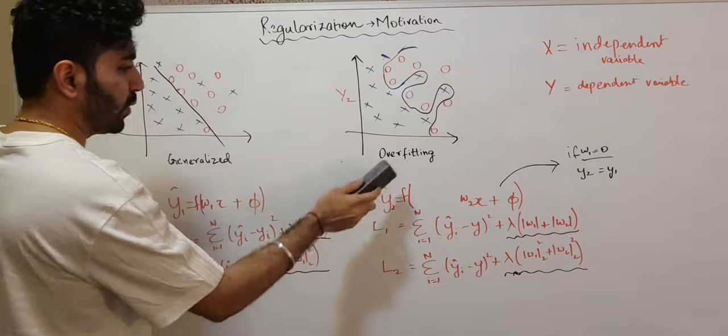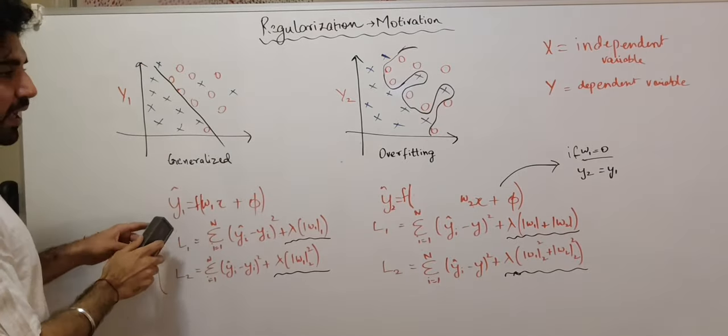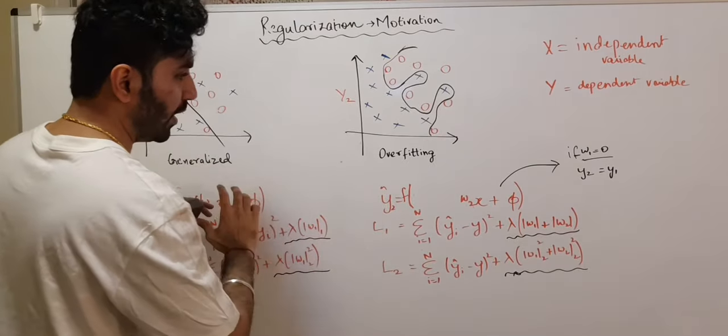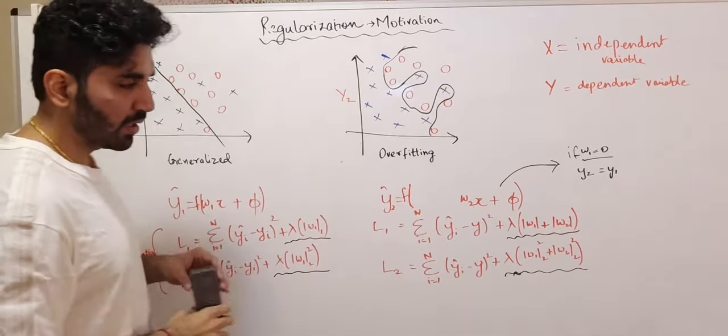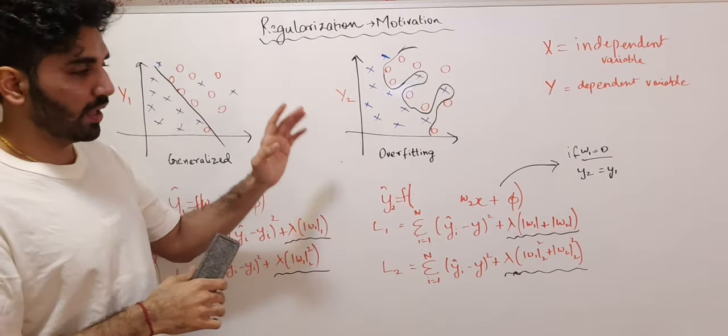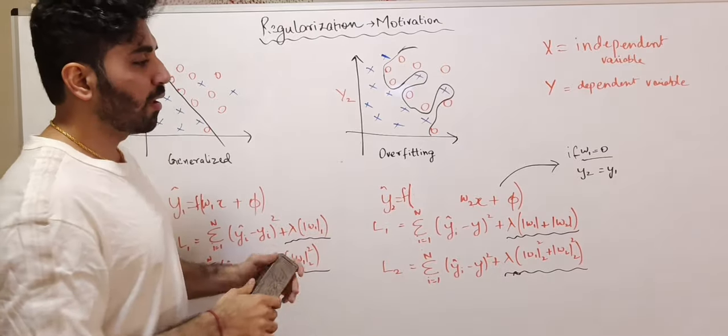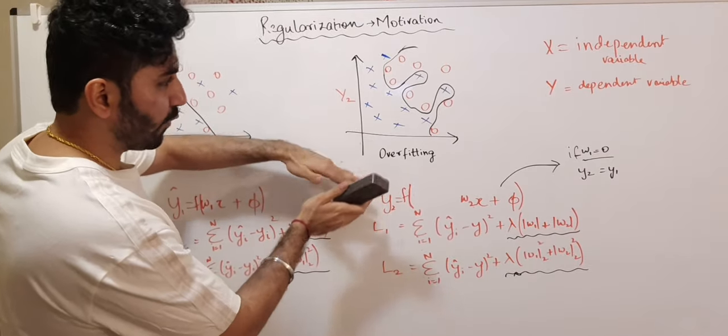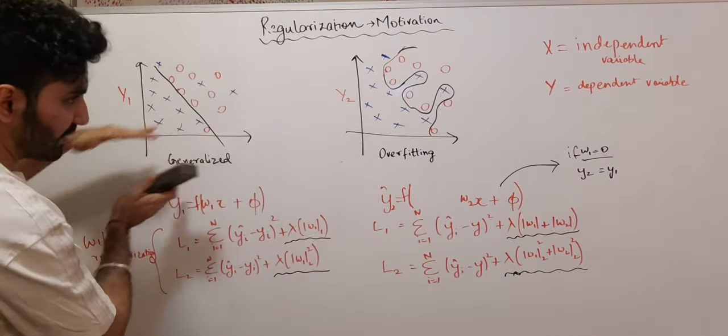Now, if we compare y2 hat now with y1 hat, we will see that both of them look exactly the same. So this is a perfect example of how including regularization helps us to move the model from an overfitted state to more of a generalized state.